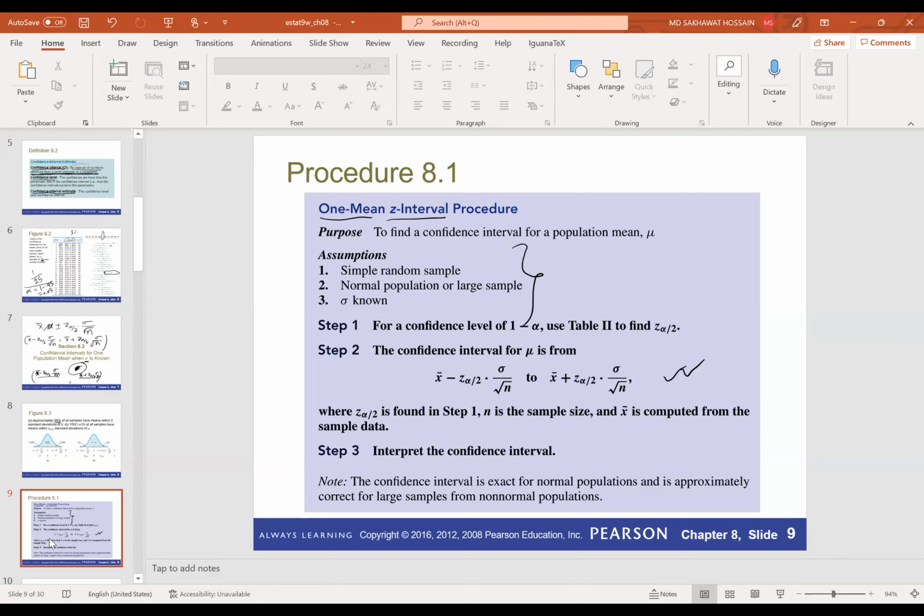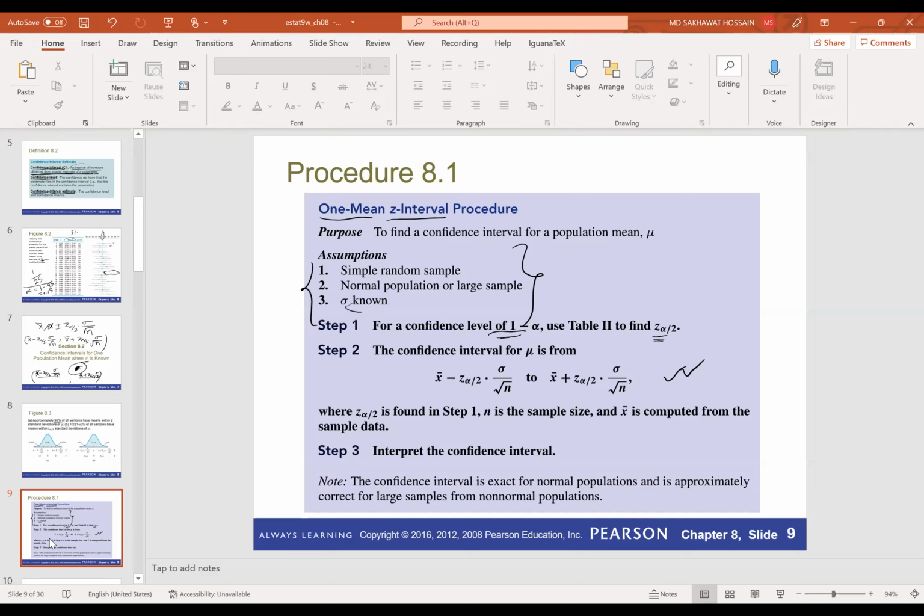Either the population is normally distributed or we have a large sample, 30 or more. Step 1 and sigma is known. If we have these three assumptions satisfied, then we can use this formula to construct the confidence interval. So step 1 is, for a confidence level of 1 minus alpha, we need to find z alpha over 2.